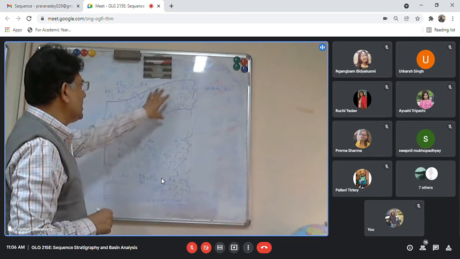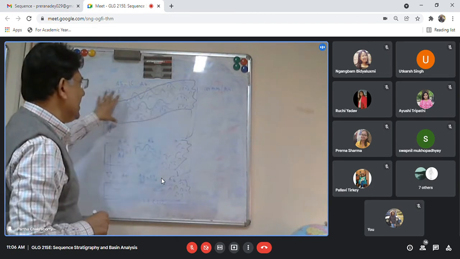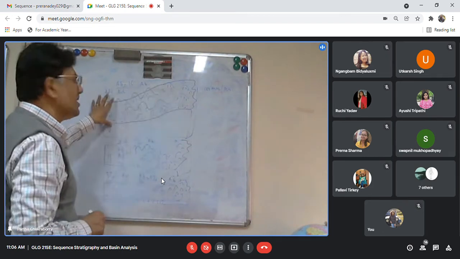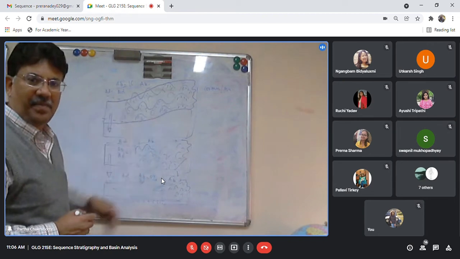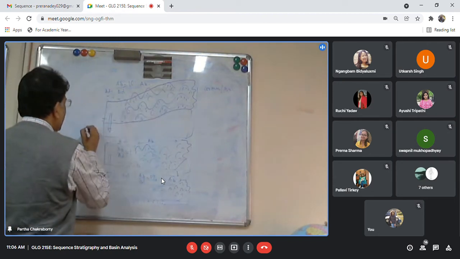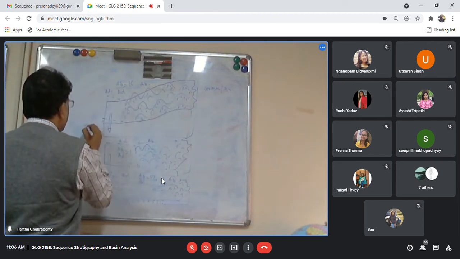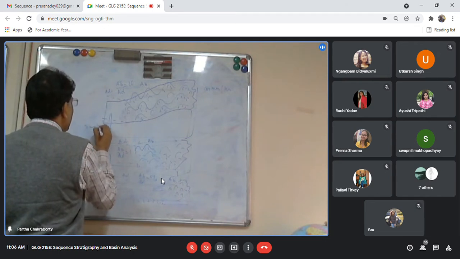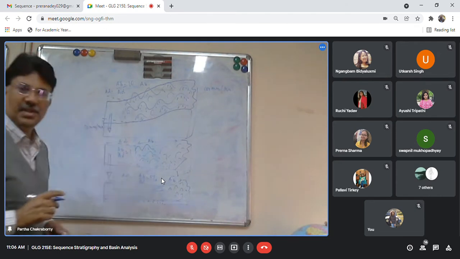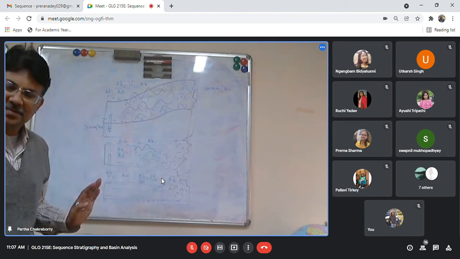Three different cases. This is AB and this is AD. This is the denudation area. This is the receiving area. Fine. The basin is subsiding at a rate of 50 mm per million years. This is uniform, 50 mm per million years.